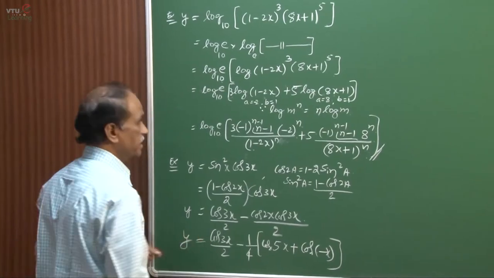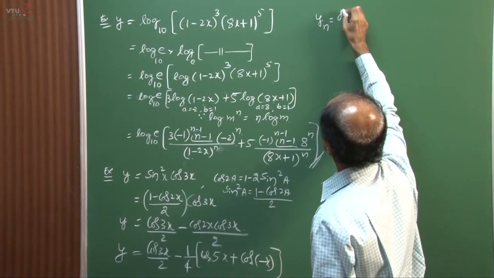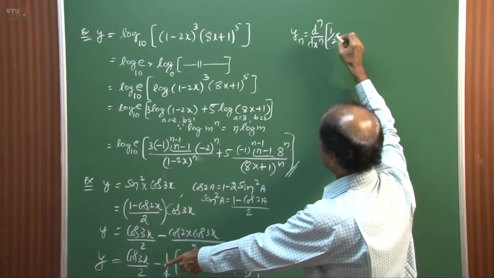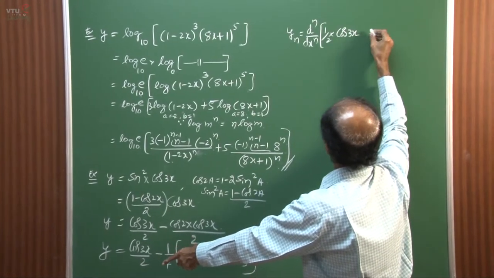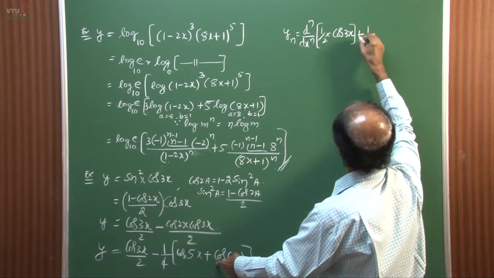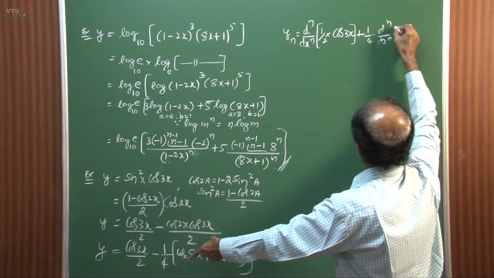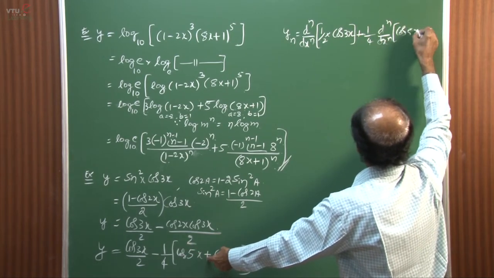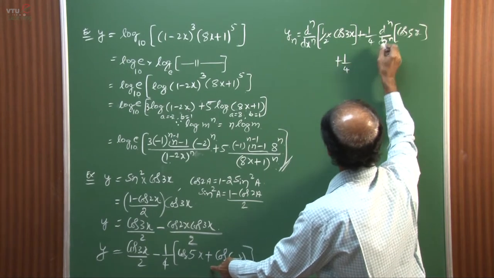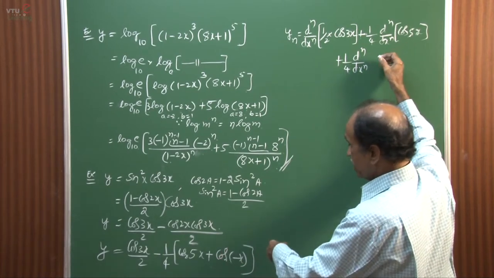Then this is for y. Then what we have to take is the nth order derivative. yn is equal to d^n divided by dx^n of 1 by 2 into cos of 3x, that is one term, plus 1 by 4 cos 5x, d^n divided by dx^n of cos of 5x, this is the second term, and plus 1 by 4, d^n meaning the nth order derivative symbol, operating on cos of minus x.